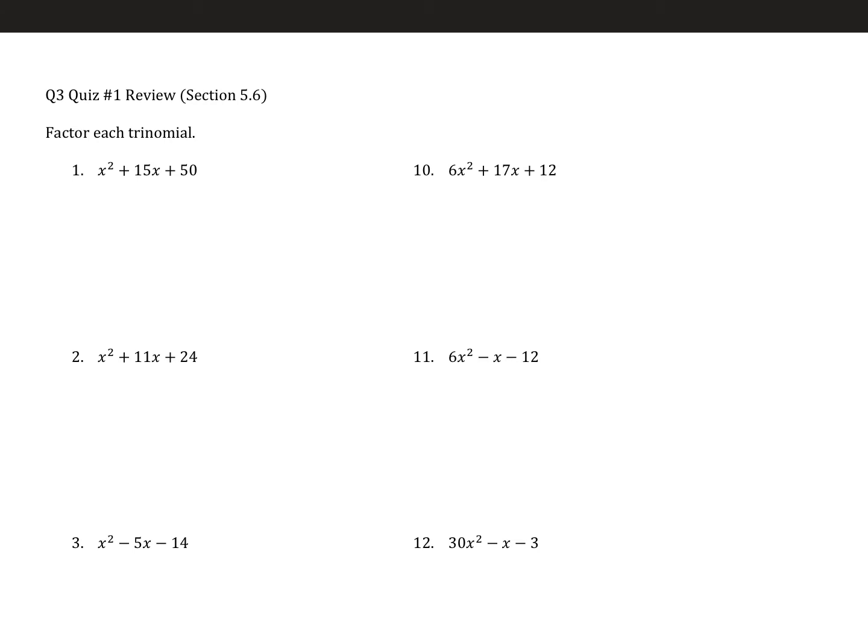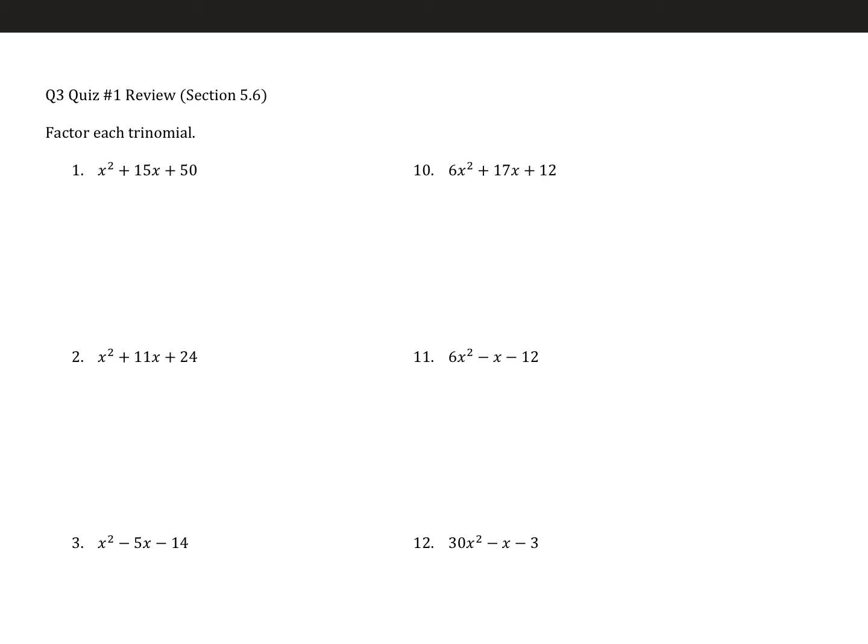If it's negative, you got to see which one you're ending with. So if your B term is negative and your C term is negative, the bigger factor from your C term is going to be negative. If the B term is positive and your C term is negative, the smaller factor from your C term is going to be negative.